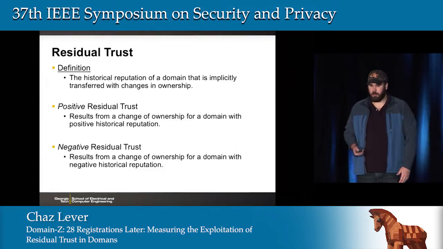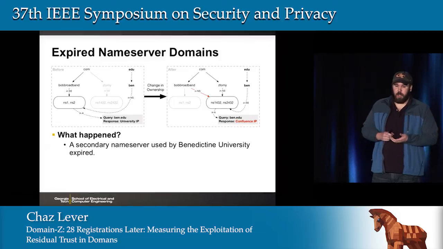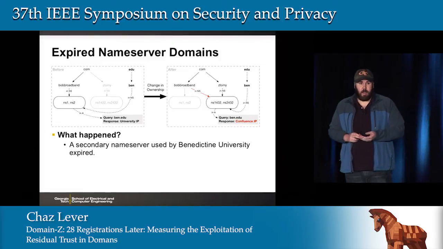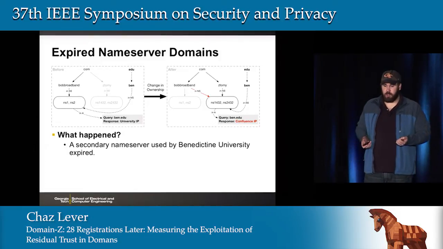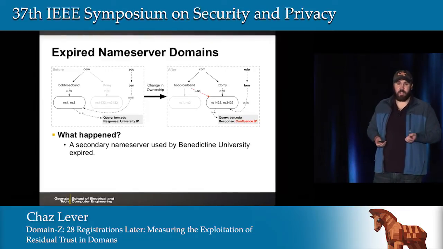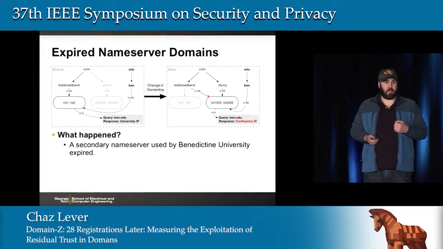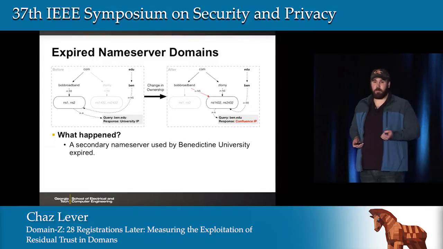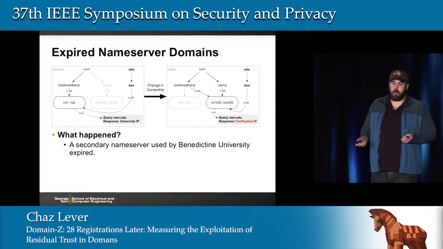So let's look at a couple examples of those. I'll start out with an example of an expired Nameserver domain. In this case, there was an educational institution called Benedictine University. They were using a third-party domain for one of their secondary name servers. At some point, this domain was actually allowed to expire. So what's the big deal here?